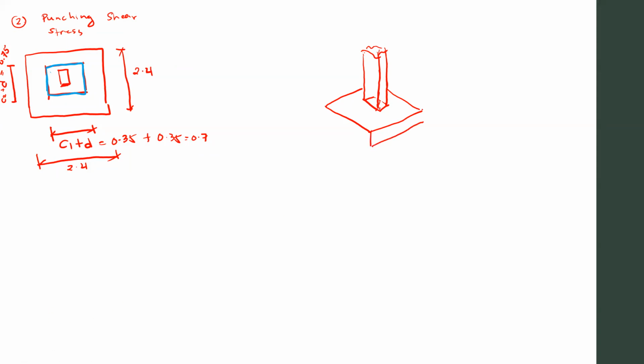So, meron tayong depth. Okay. Ang distance na ito, that is 0.7. That is C1 plus D. And yung distance na ito, that is 0.75. And yung effective depth is 0.35. Okay. Right. Then, sulat natin yung sa ilalim. Drawing natin sa ilalim. So, yung nakikita dito.